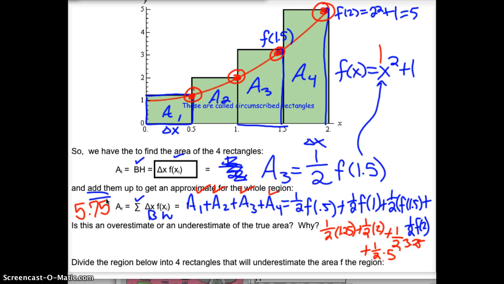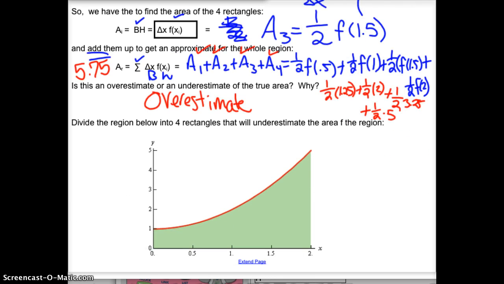Then it says, is this an underestimate or an overestimate? Well, you can see that I've got way too much included there. I've got a big overestimate. And the reason why is because the rectangles go above the curve. And we'll talk about how you know that later without graphing.